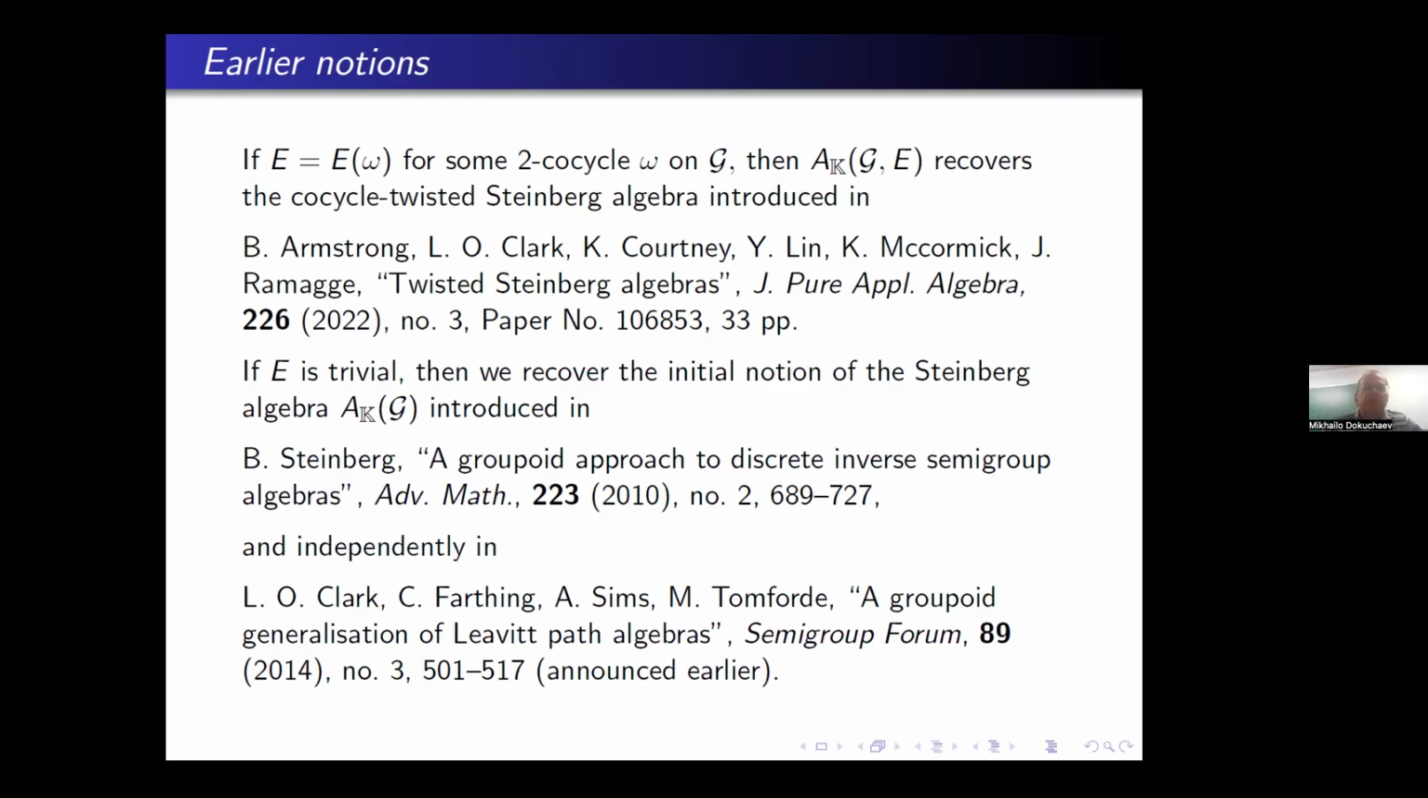Actually, they were introduced in two papers by Steinberg, and also independently by Clark, Farthing, Sims, and Tomforde. They announced it earlier, but published only in 2014. So we consider that they were introduced independently. Also, in Ben Steinberg's paper, there is a theory of inducing modules, which we generalize.